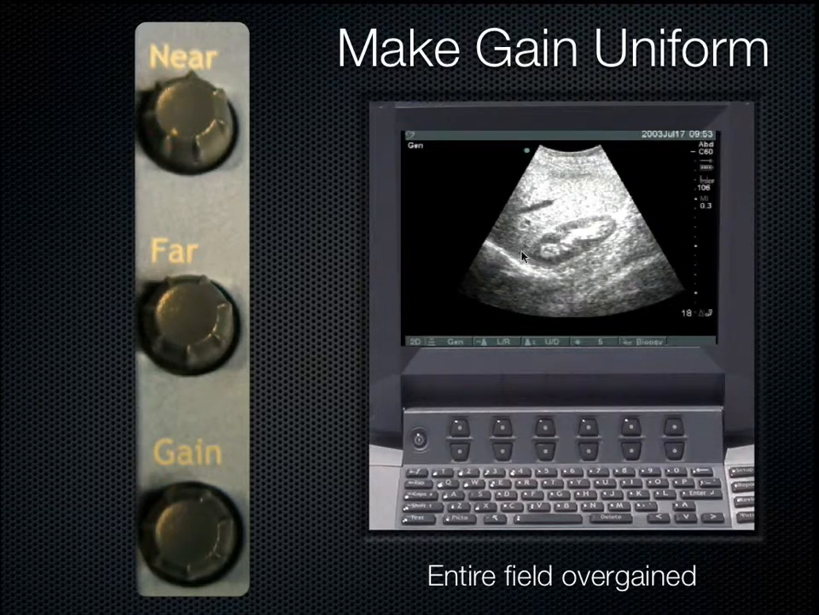Now, the area between the kidney and the liver is kind of washed out. In fact, I can't really tell the difference in echo texture here between these two organs. And if a little sliver of black fluid in Morrison's pouch was sitting in here, I might miss it if this was overgained. So you can cause a false negative by overgaining the image.